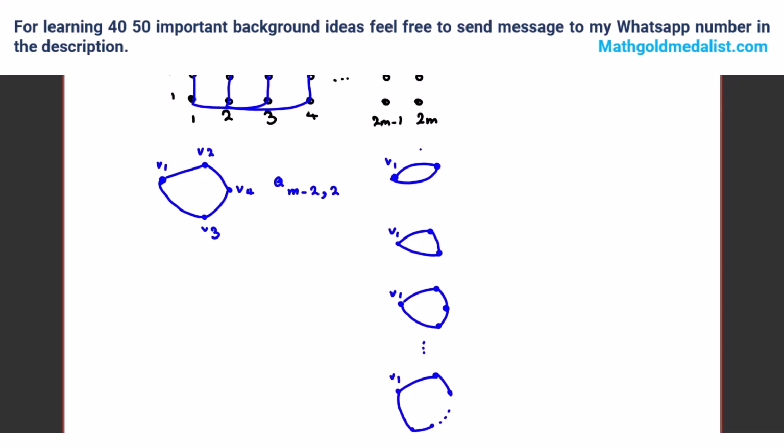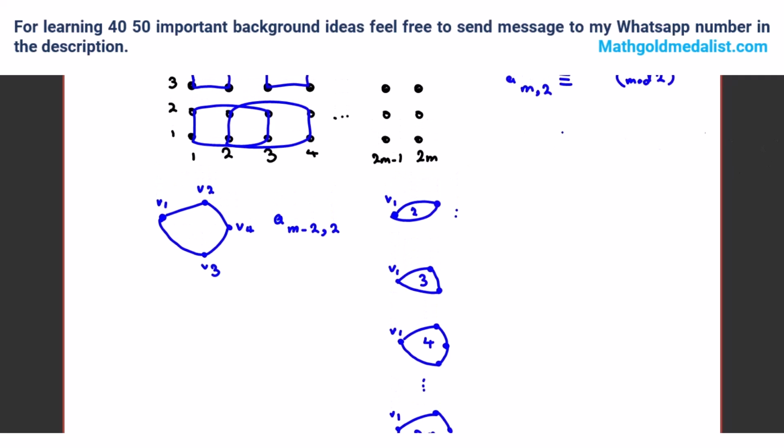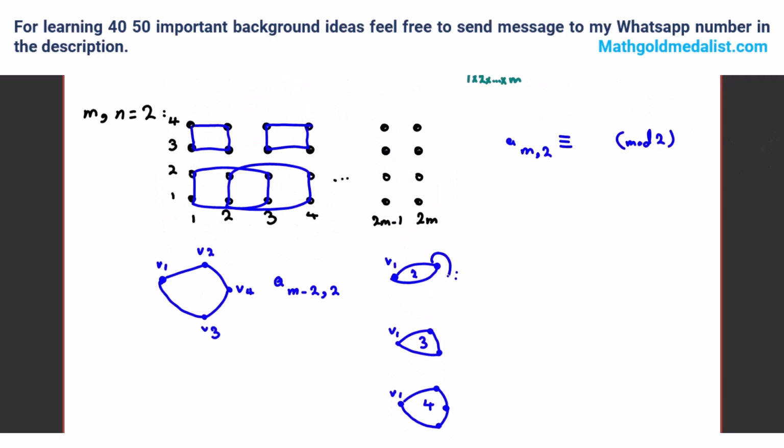How many? The length of this is what? 2. Length of this is what? 3. This is 4 and it is 2m. For this one it would be what? First you should select this column. You say okay, 2m minus 1, choose 1. And then we should say okay.